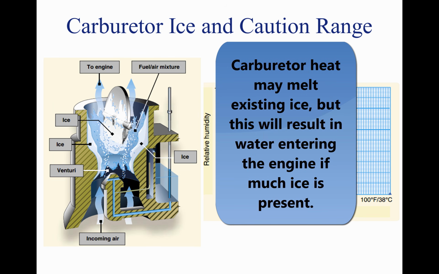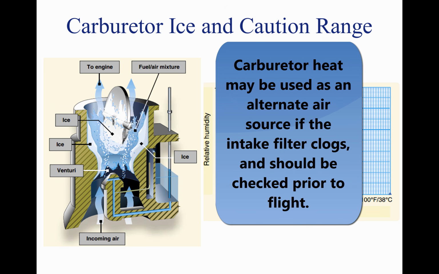Carburetor heat can be used to melt ice that has already formed in the carburetor if the accumulation is not too great, but using carburetor heat as a preventive measure is the better option. Additionally, the use of carburetor heat as an alternate air source can be used if the intake filter clogs, such as in sudden or unexpected airframe icing conditions. The carburetor heat should be checked during the engine run-up.